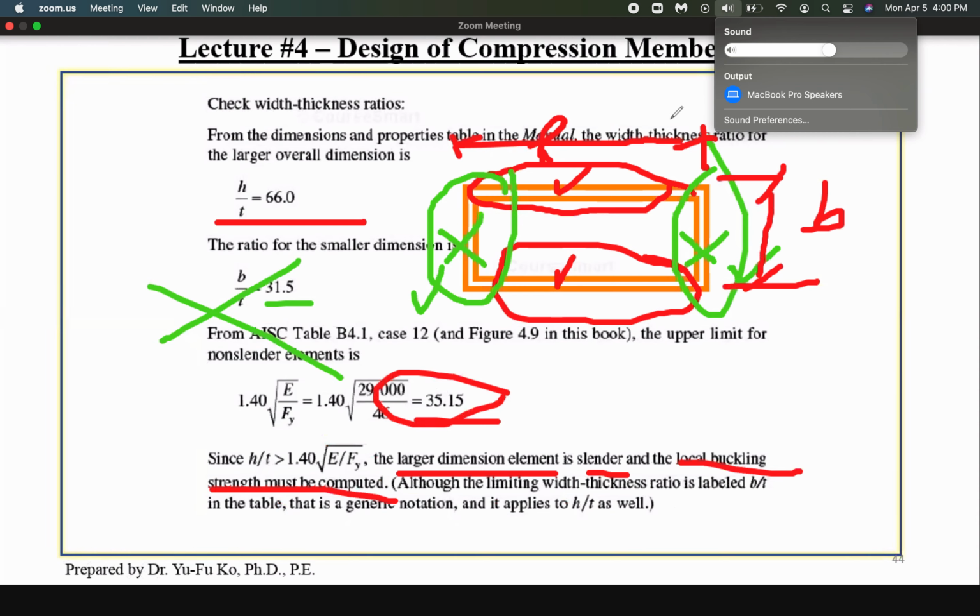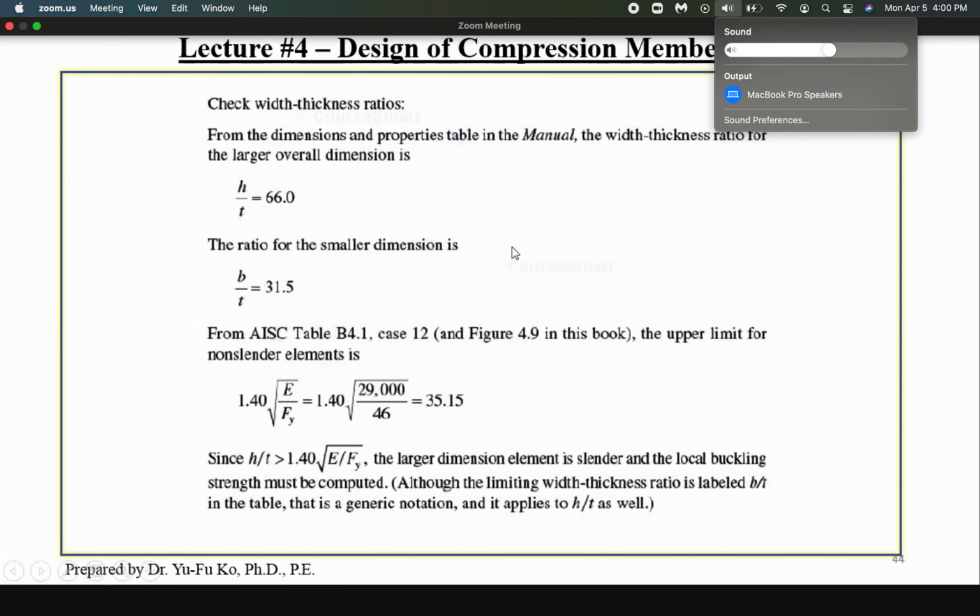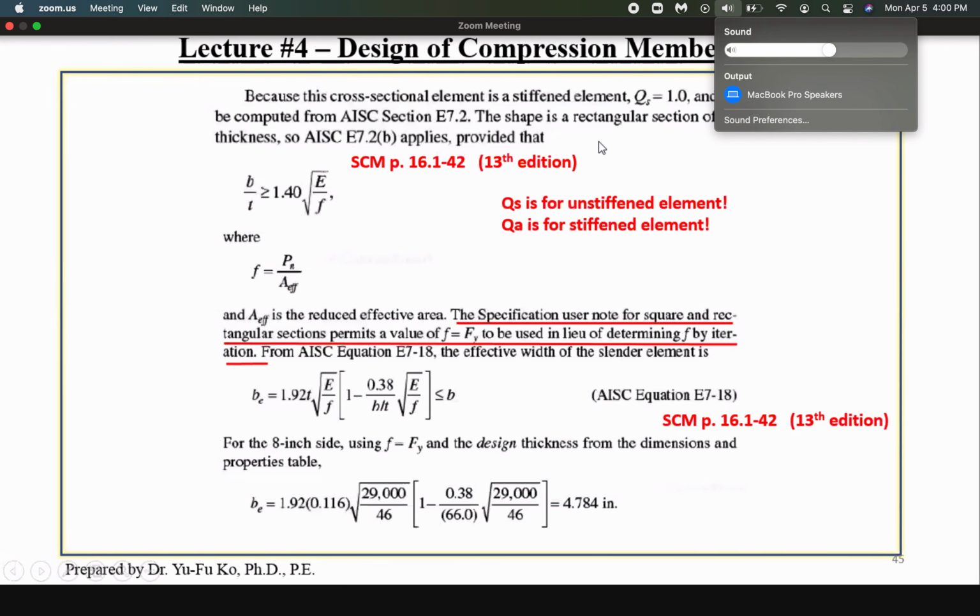Okay? Now, with that being said, because these cross-section elements, like I said, for HSS, are all stiffened elements, your Qs is 1. Because Qs is for unstiffened elements. But in HSS, you do not have unstiffened elements. So Qs is 1. You don't need to do anything for Qs.